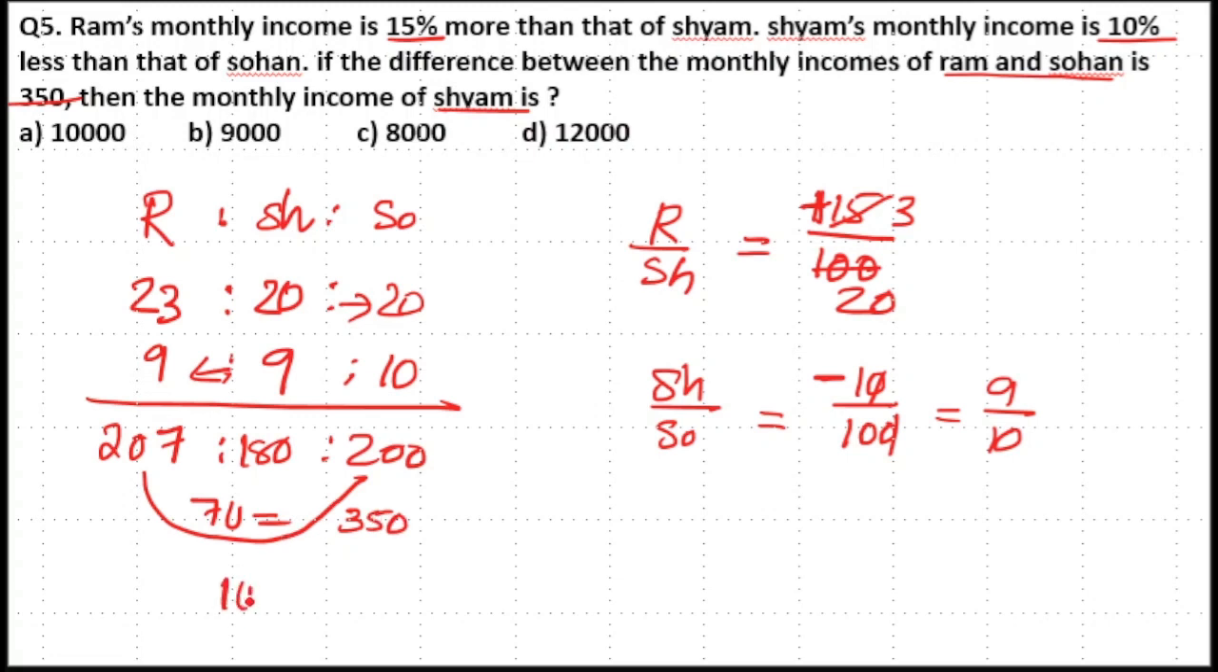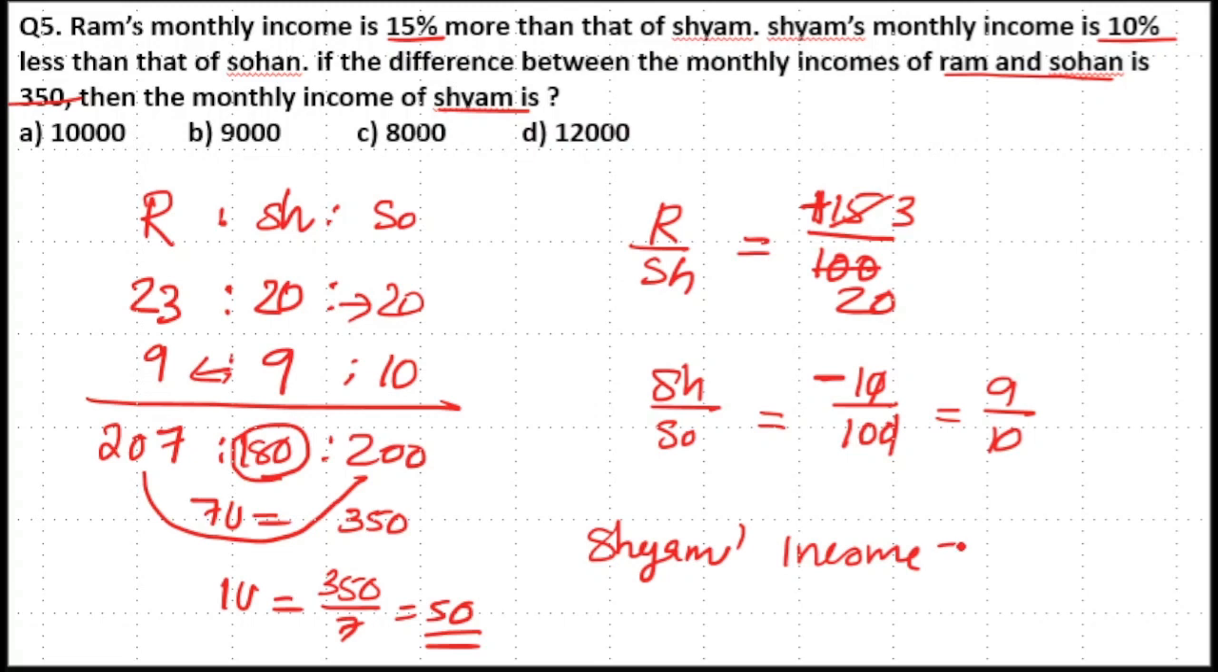That is 1 unit will be 350 by 7, that is 50. So if 1 unit is 50, what will be Shyam's income? Shyam's income is 180 units. That is 180 into 50, 18 into 5, 90, 00, that is 9,000. Option B is your answer.